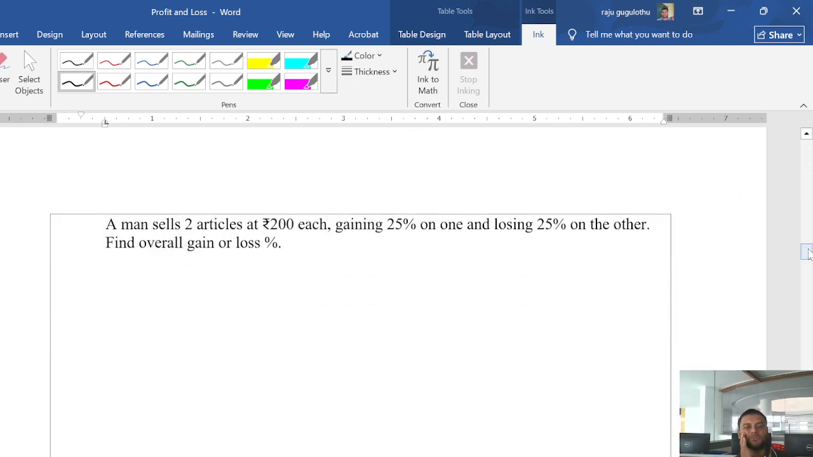Next question. A man sells two articles at 200 each, gaining 25% on one and losing 25% on another. Find the overall gain or loss percentage. Friends, for this, we have discussed successive change in the percentage topic, and there we have written that successive change is equal to plus or minus x, plus or minus y, plus or minus xy by 100. This formula can be used here, but it is applicable only when the two articles are similar. When different articles are there, you are not going to use this concept.